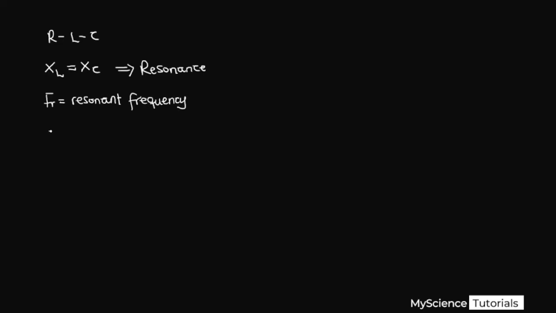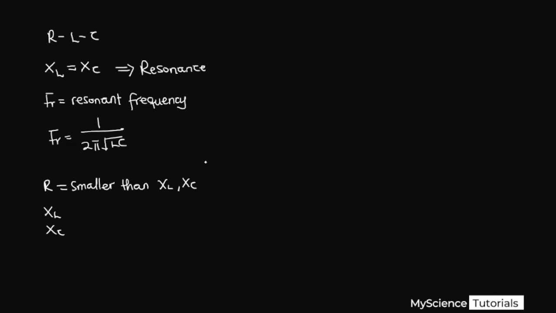And we establish the fact that the resonant frequency is given to us as 1 over 2 pi the root of LC. Now, if we have resonance in our RLC series circuit and the resistance of the resistor is smaller than the inductive reactance or the capacitive reactance, so if this is smaller than both XL and XC, another special condition occurs.